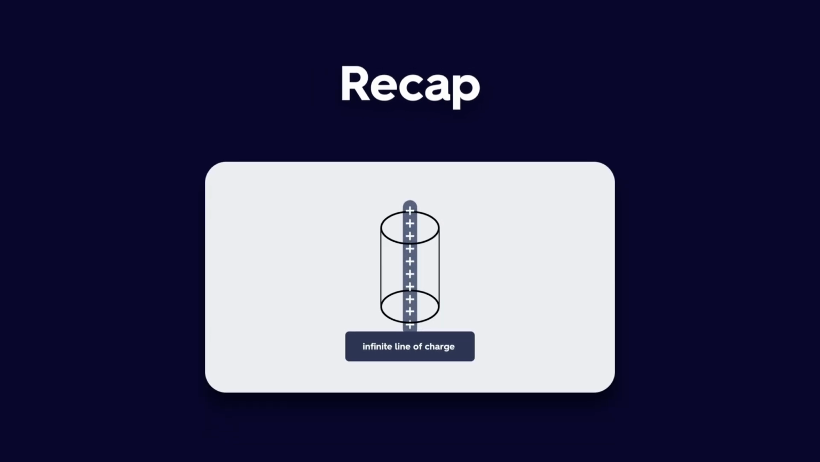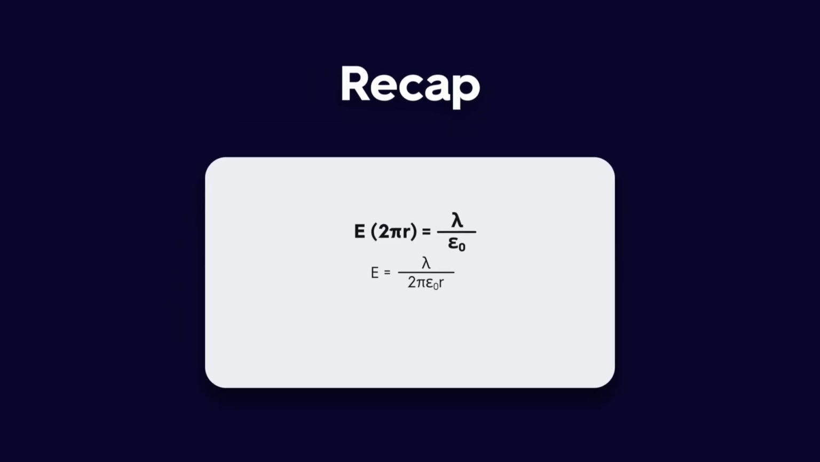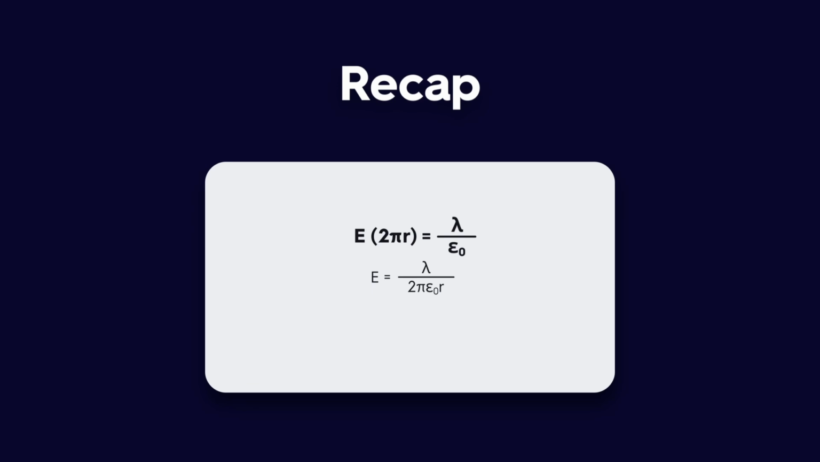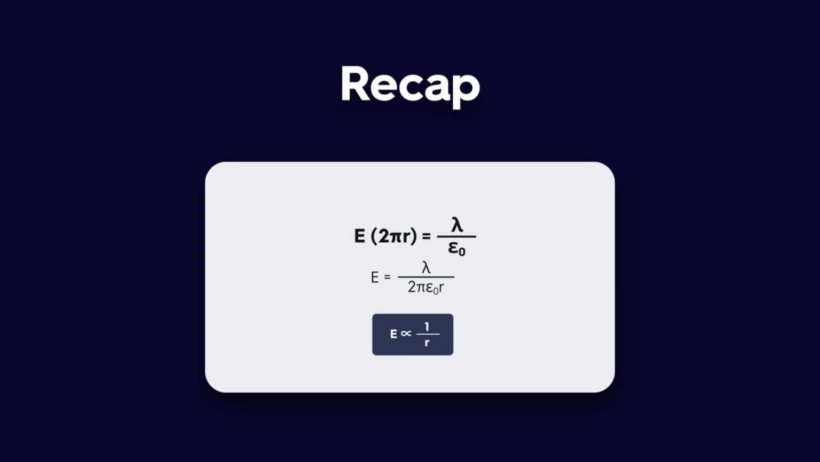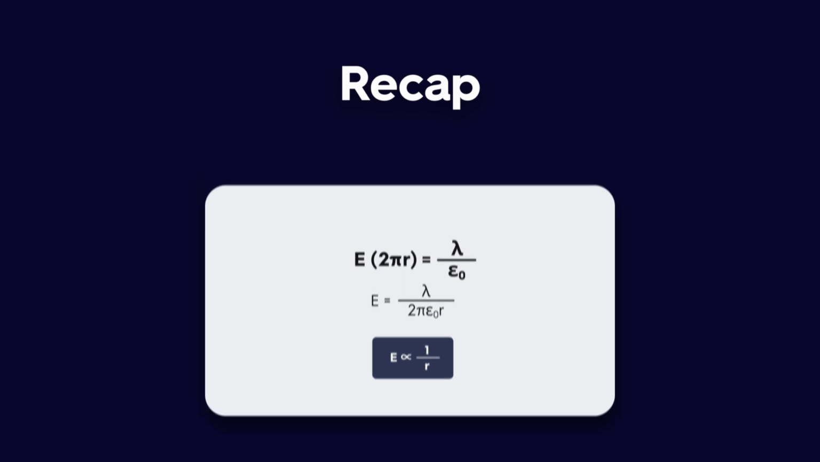To recap, an infinite line of charge has cylindrical symmetry. Using a coaxial cylinder in Gauss's law gives E equals lambda over 2 pi epsilon naught r. The field points radially and decreases as 1 over r.